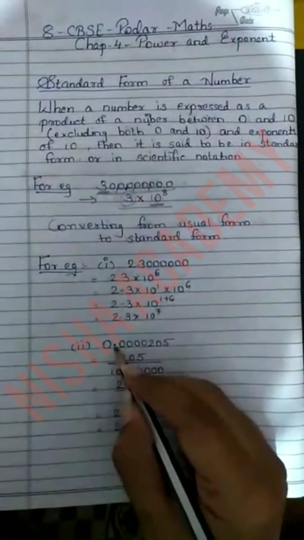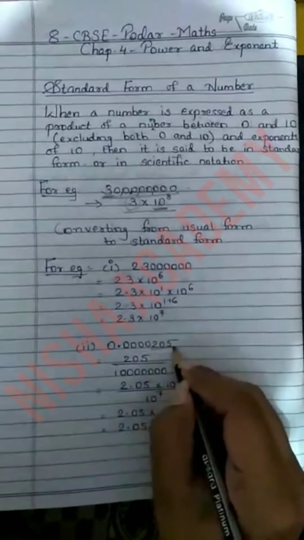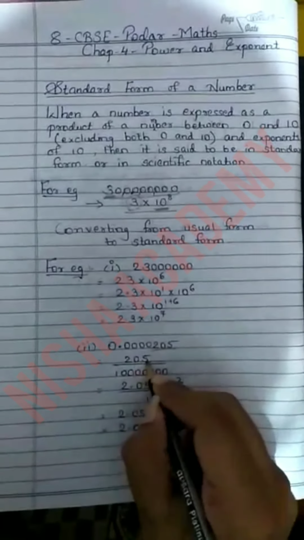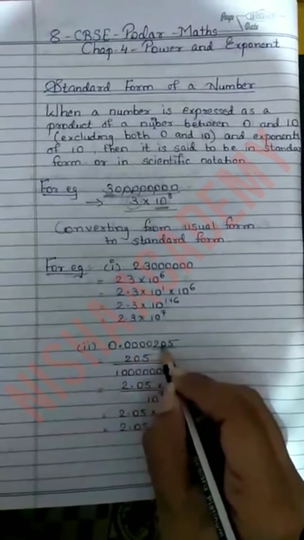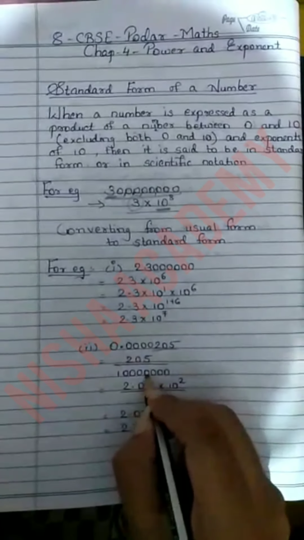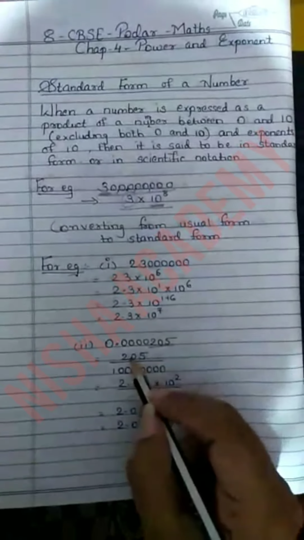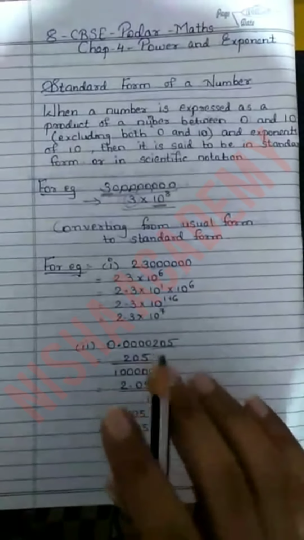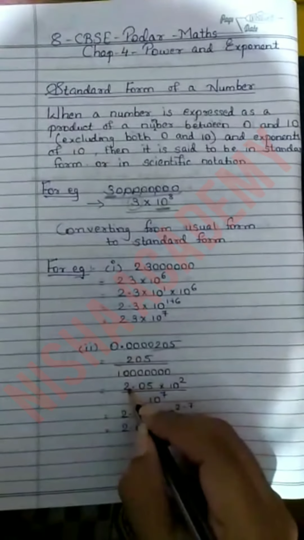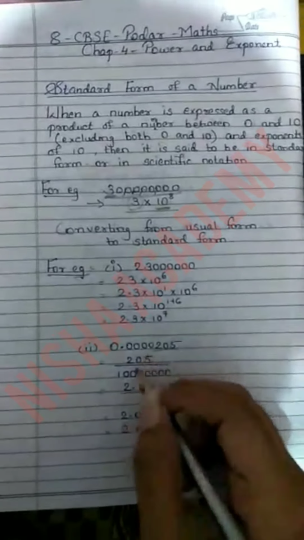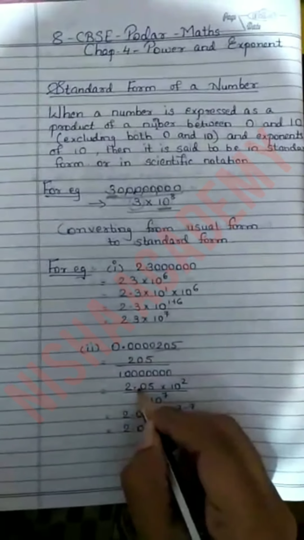Now the second sum is 0.0000205. Firstly, you take the numeric number, which is 205. Now after the decimal, how many digits are there? 1, 2, 3, 4, 5, 6, 7. So below there will be 1 and 7 zeros. Now 205 is greater than 10, so first you convert it into a short decimal form, that will be 2.05. Every time the decimal will be kept after the first digit.